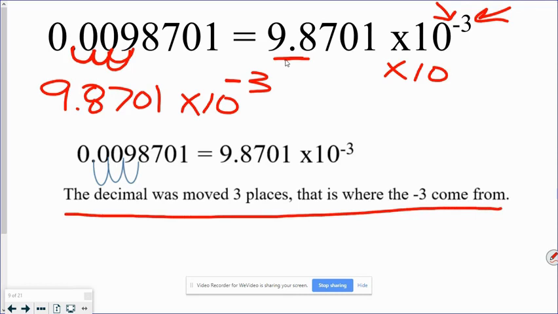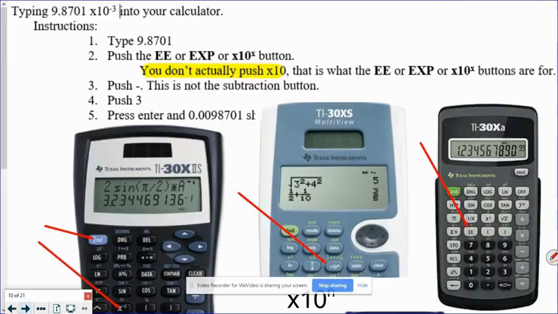Yeah, I mentioned that right there. Many of you have different calculators, and we need to be able to find this on your calculator. So our goal is to type this into our calculator, 9.8701 times 10 to the negative 3rd. The crazy thing is we never actually hit the multiplication sign, the 10 button, and some other button to get an exponent. We use other buttons to do that, and it makes life a little bit simpler.